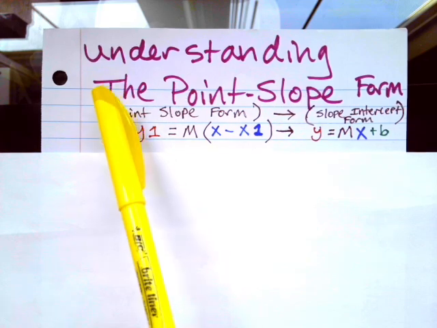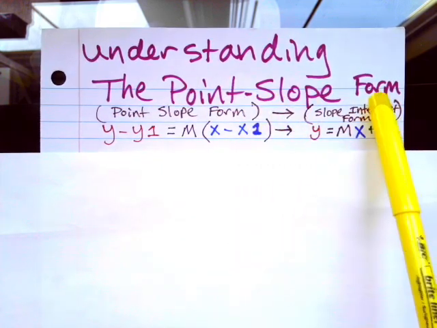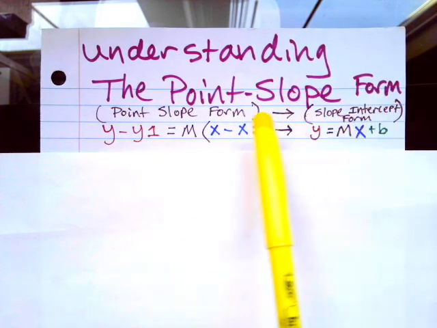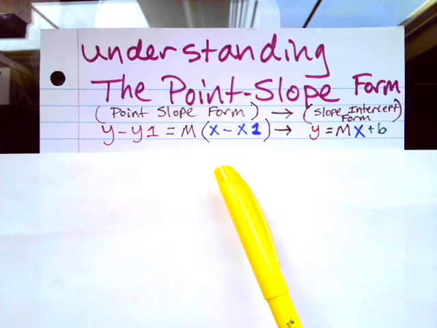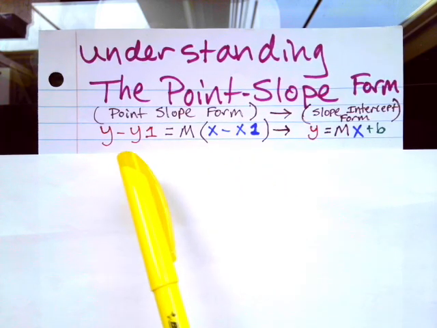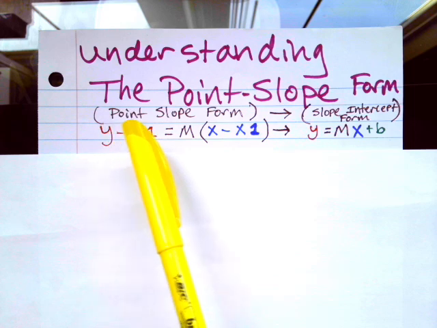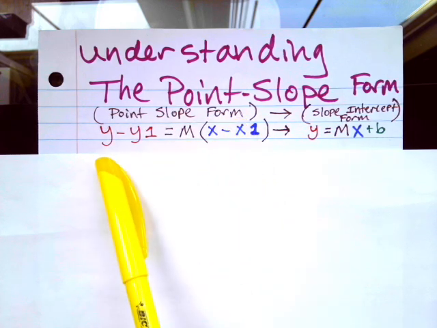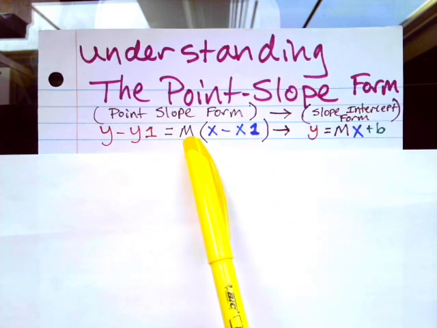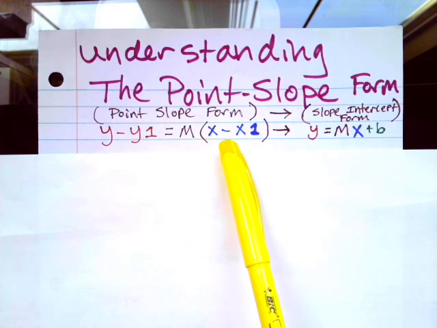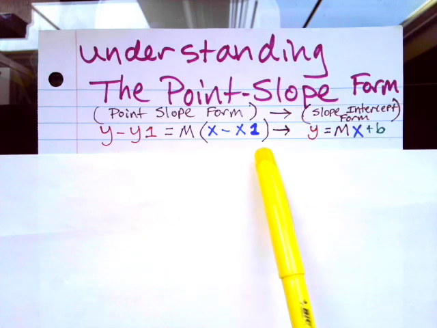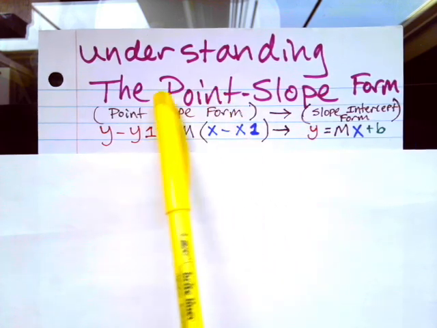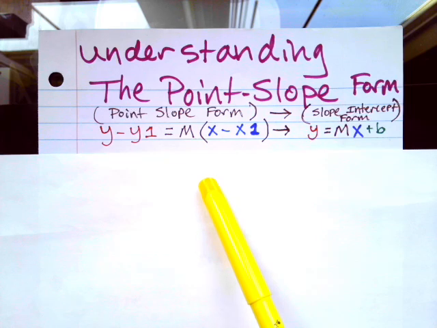I want to go over understanding the point slope form. Most of what you're going to see in here is going to be a review in this 9th part video. Point slope form: y minus y1 equals m times the quantity of x minus x1. That is what I would like to talk about in these next 2 or 3 videos.